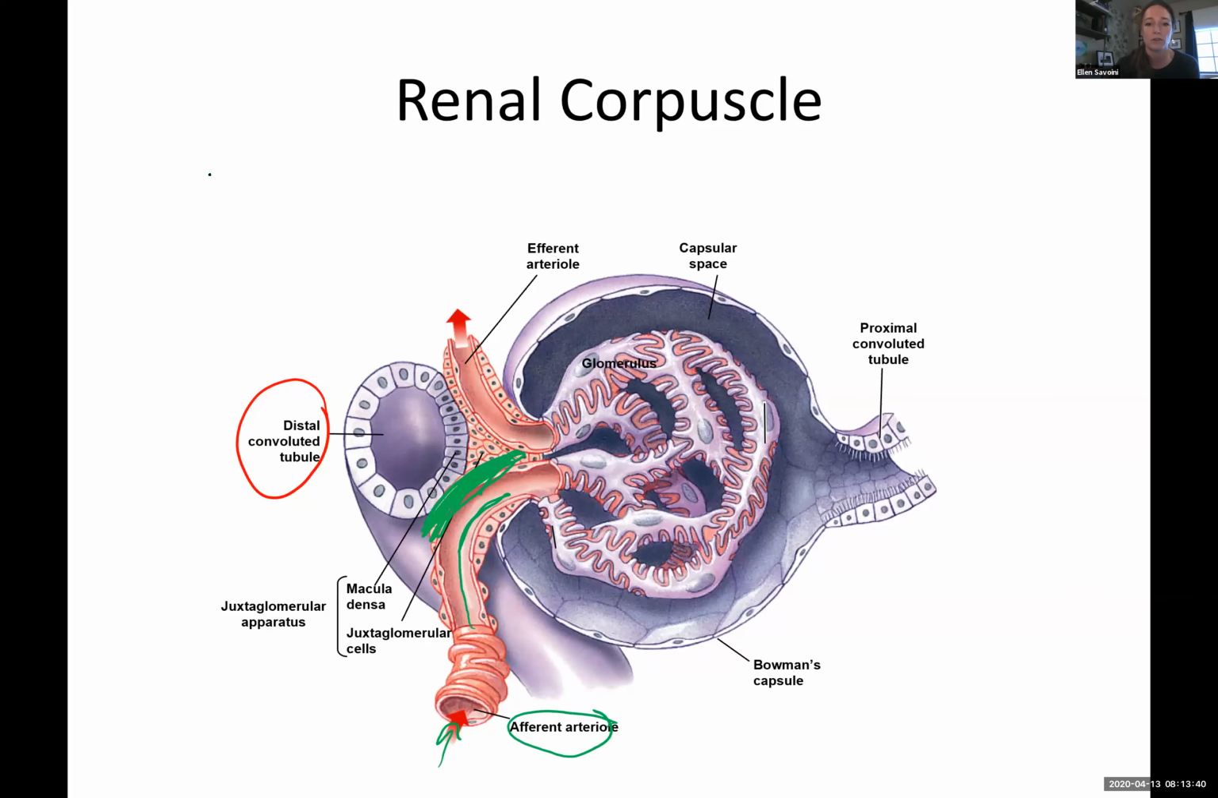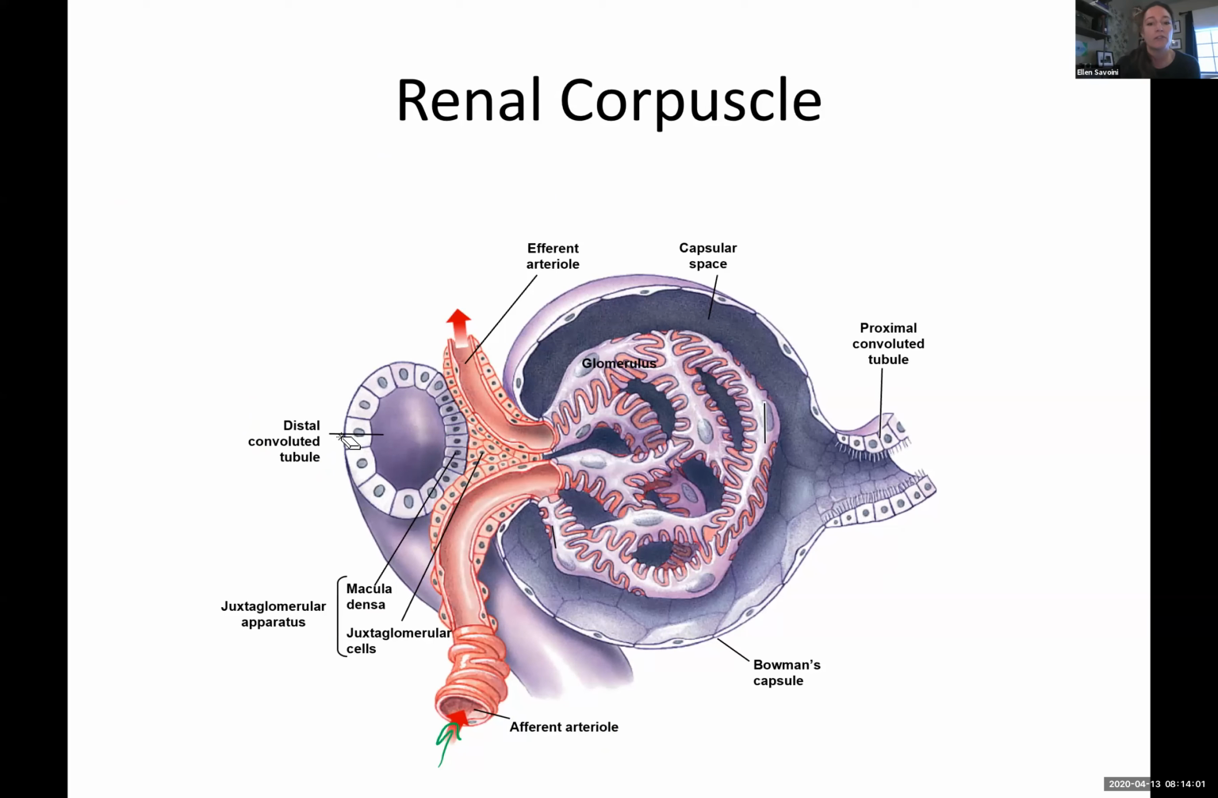So I'm gonna go show you this picture. So we can see these juxtaglomerular cells, the whole unit here, because we're gonna talk about some cells that are in the distal convoluted tubules known as the juxtaglomerular apparatus. So this is where we're getting our $100 words for this particular chapter.